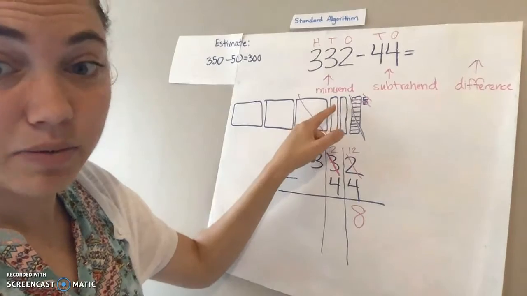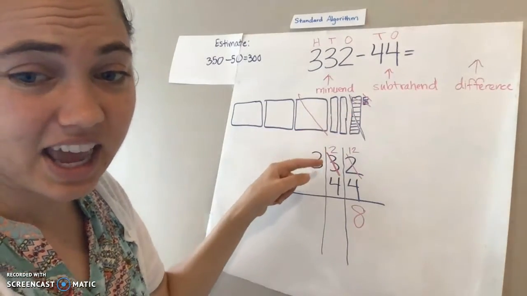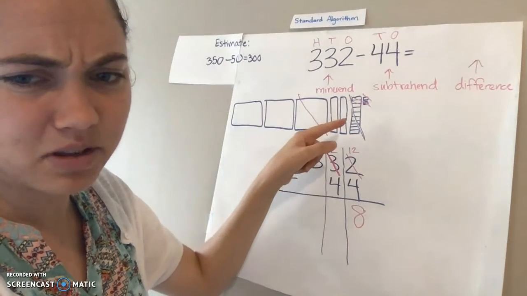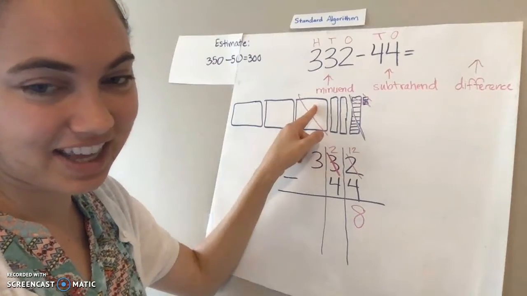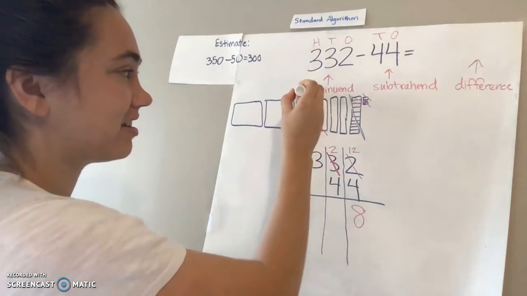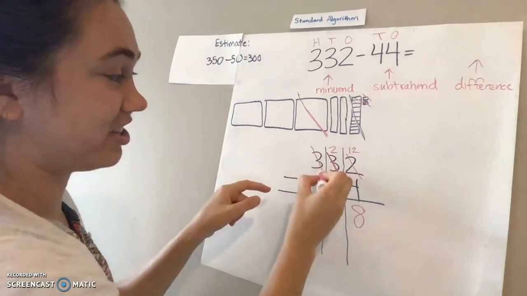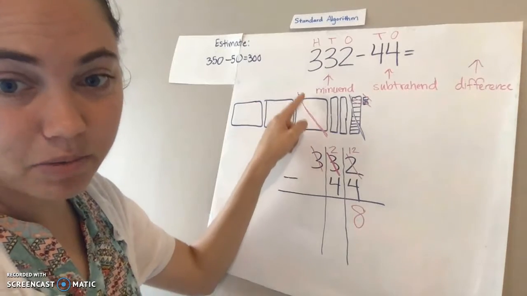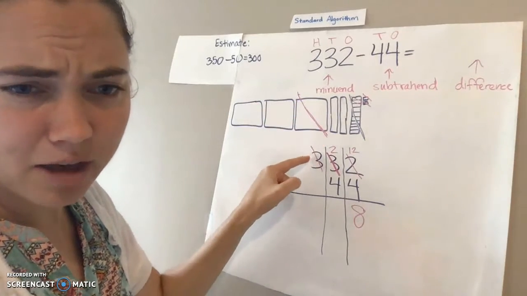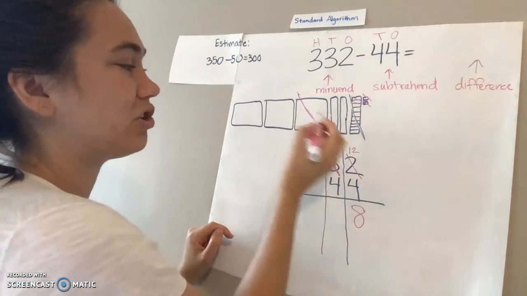Well, remember, in our base 10 blocks, I only had 2 tens, and I had to take away 4. How is that possible? I'm going to have to jump next door, from the tens to the hundreds, and break down 100. If we had 300, 1, 2, 3, but we took away 1 to break it down, how many hundreds do we have left? 2. 1, 2.